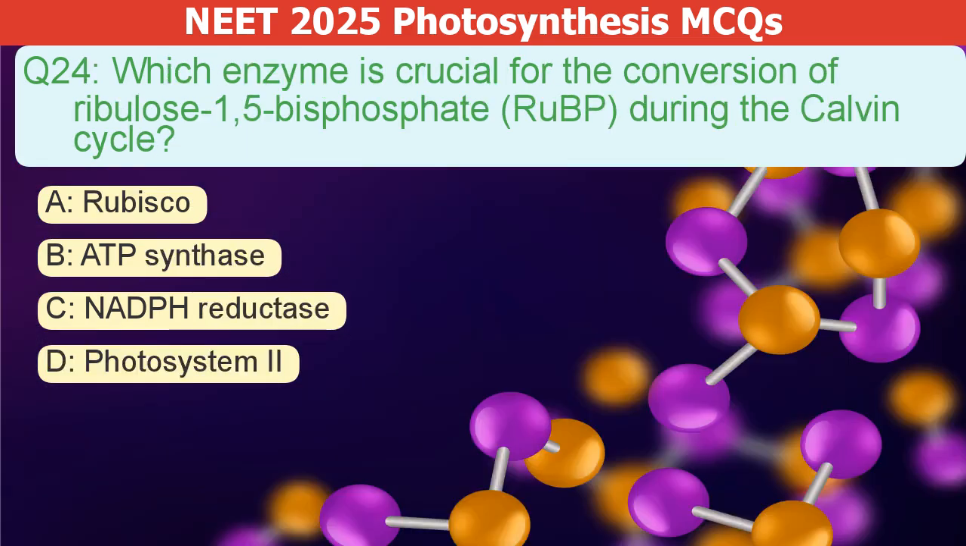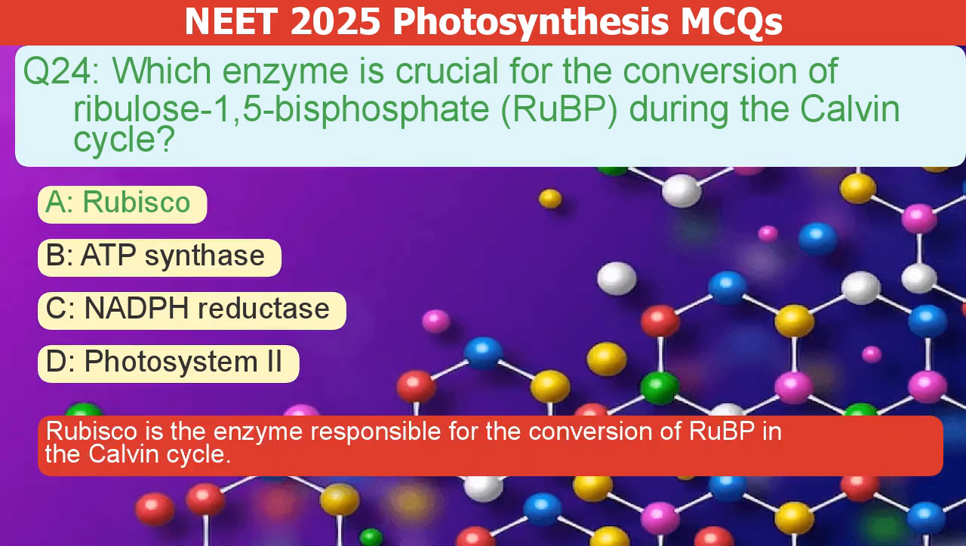Which enzyme is crucial for converting ribulose 1,5-bisphosphate, or RuBP, during the Calvin cycle? A. Rubisco. B. ATP synthase. C. NADPH reductase. D. Photosystem 2. The correct answer is A. Rubisco is the enzyme responsible for converting RuBP in the Calvin cycle.